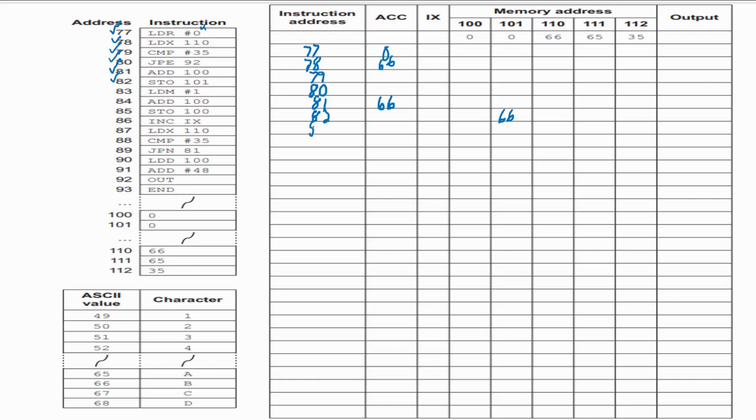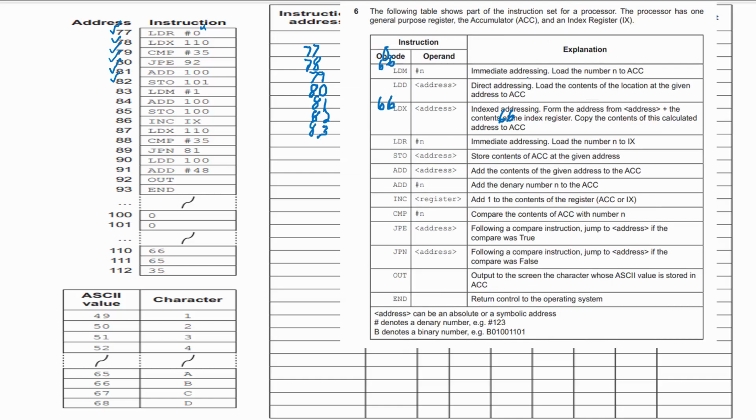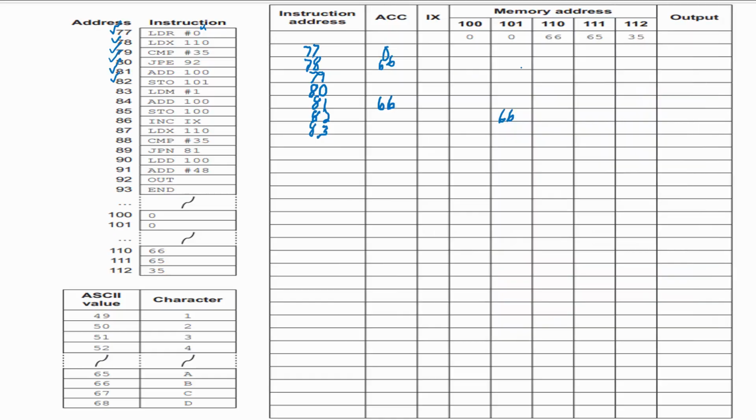83. 83 is LDM number 1. Immediate addressing, load the number into the accumulator. The number it gave me was 1. Then I run, put a little check mark here, 84. I'm adding the contents of address 100 to the accumulator. What's in 100? 0. What's the contents of my accumulator? 1. 1 plus 0 is 1. So that's what I'm going to do here.